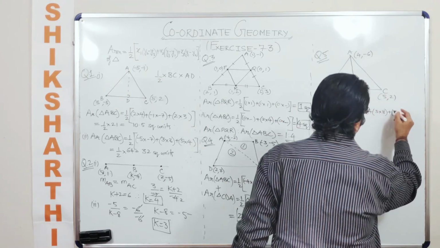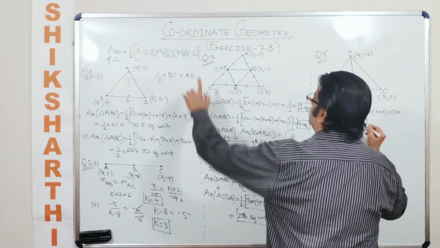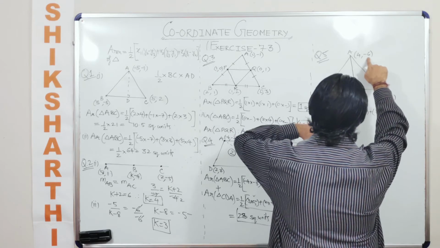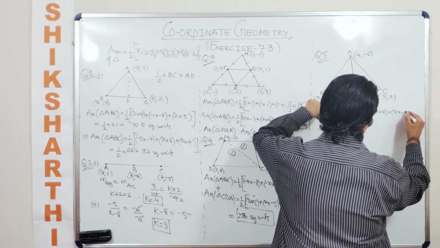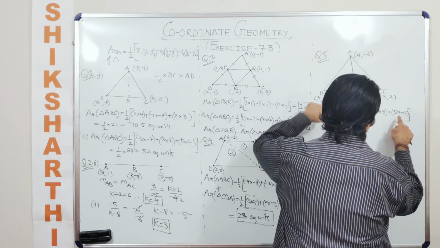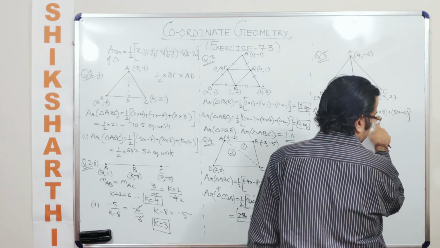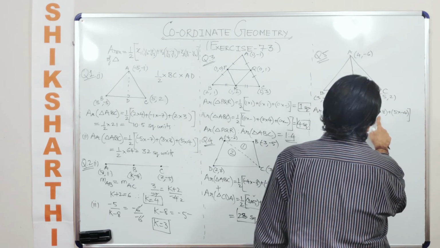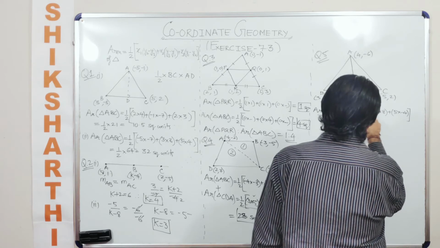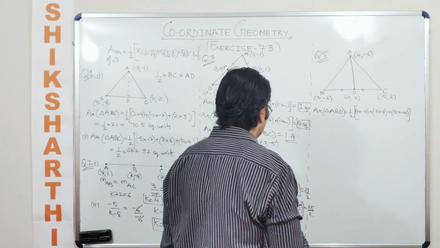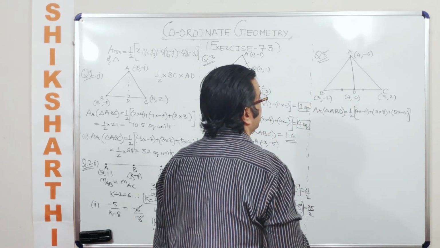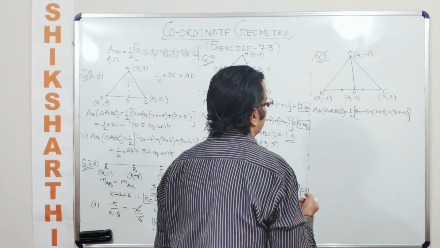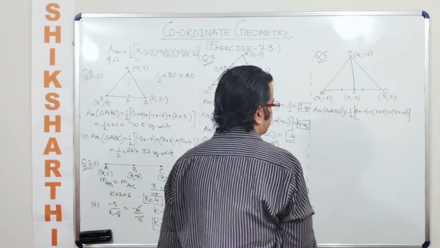So what is the value of x3 here? 5, into y1 minus y2. So this is y1 minus y2, which is minus 4. So minus 20 plus 24 is 4, right? So here you are getting the area as negative. Now please remember, the area can never be negative. So let's check the values once again.